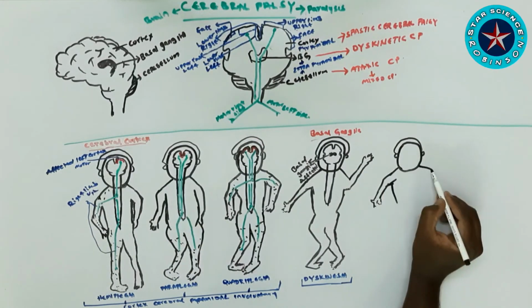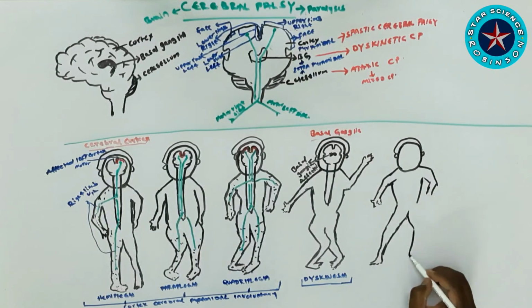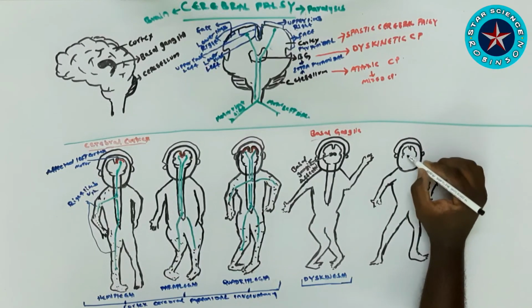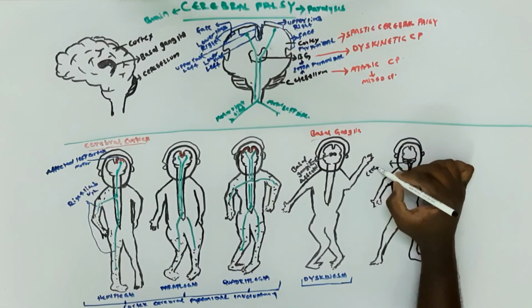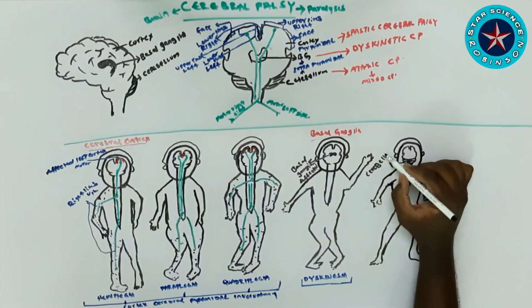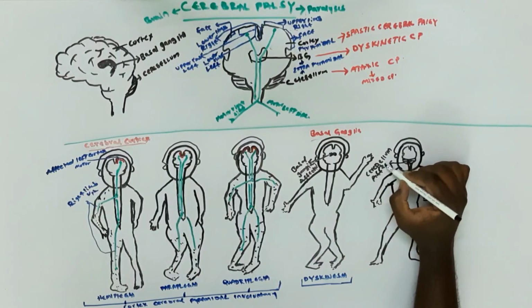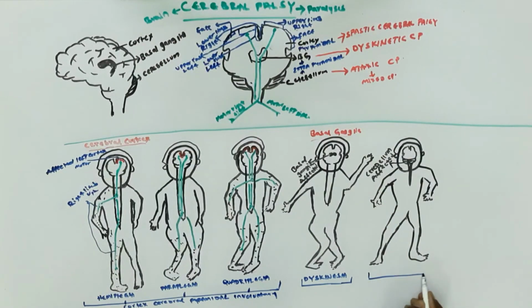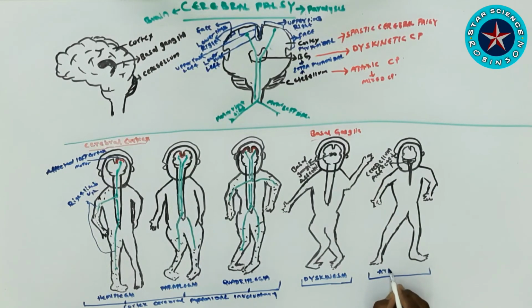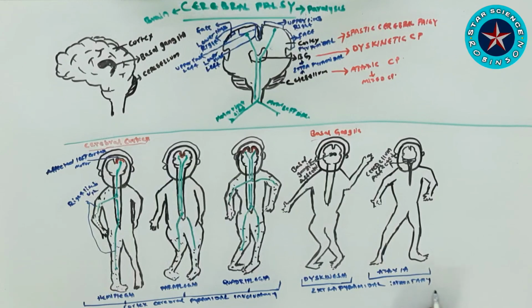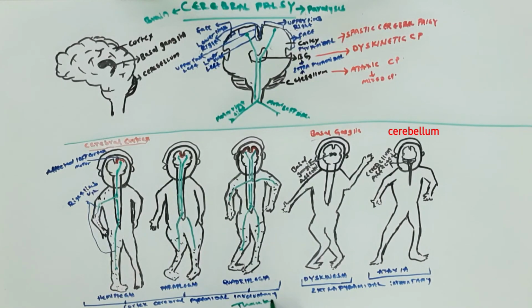Now we are going to see another patient, affected with ataxia. Here the hindbrain, or cerebellum, is affected. When the cerebellum is affected, the patient will have impaired balance or coordination, which can be due to damage of brain nerves or muscles. So this is ataxia. This is extrapyramidal, so it is involuntary in this cerebral palsy.